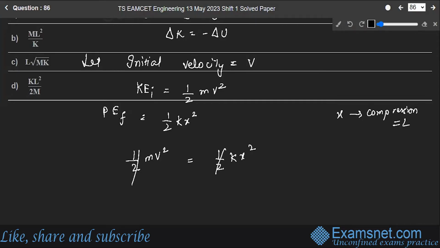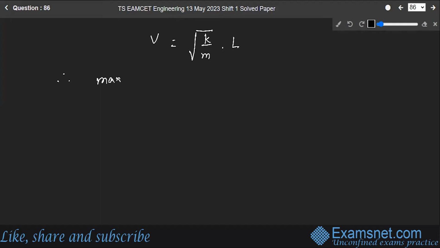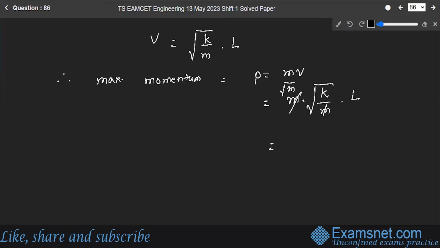So you have some cancellations. V is equal to root of K upon M into X, and X is equal to L. So V becomes equal to root of K upon M into L. Therefore, maximum momentum is given by mass into velocity, which is mass into root of K upon M into L. So this will be root M, and this will cancel. So you will have L into root of M into K.